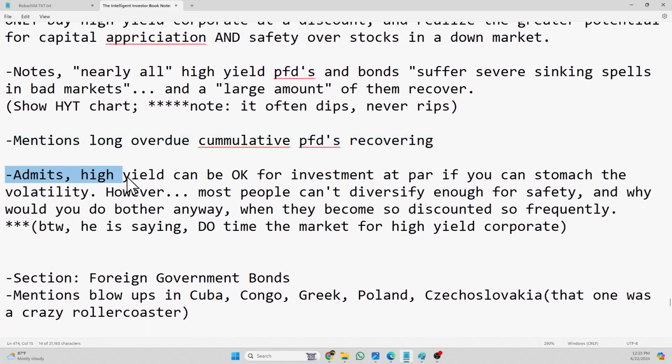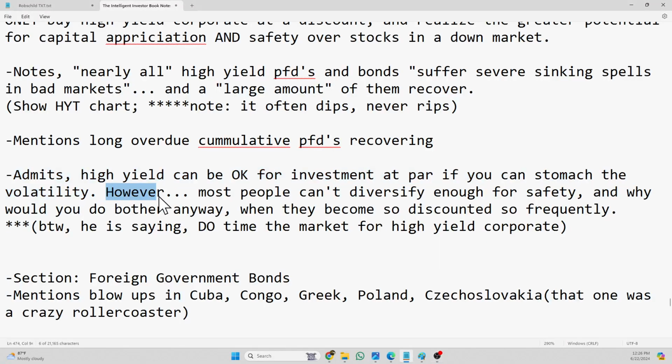He admits that high yield can be okay for investment at par, so buying where I said don't buy on that HYT chart, if you can stomach the volatility. It's true. If you want to get a 9% cash return on something, HYT is great. It has 9% now, and if it drops by 50%, that's 18% a year. But the whole point is, most people can't diversify.